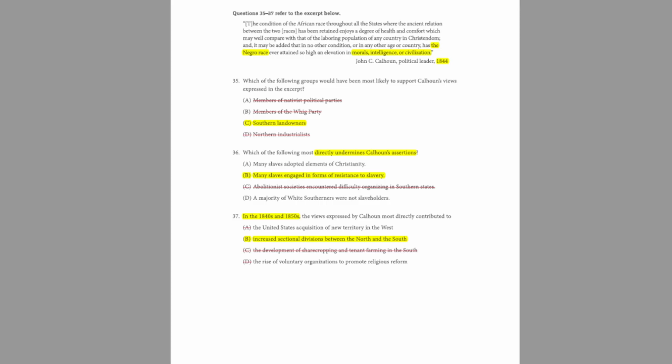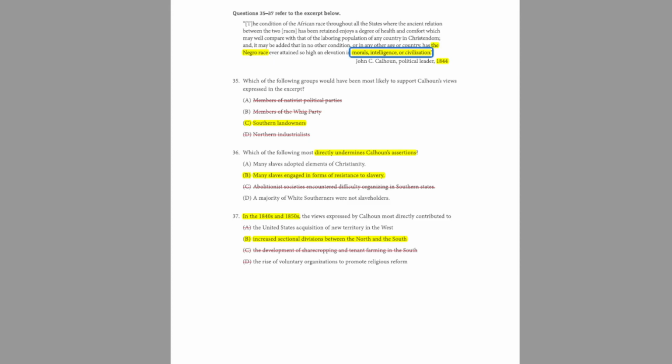Questions 35 to 37 require you to connect the dots between the questions, the time period, and the correct answers. If you can do that, you don't even need to read the full stimulus or know much about John C. Calhoun himself. Just pay attention to the year in the attribution, 1844. That's almost 20 years before the Civil War ended in 1865. So it's very likely Calhoun is addressing the rising tension between the North and the South over slavery. And if you glance at the excerpt, Calhoun is clearly defending slavery, claiming that the enslaved Negro race had reached a high level of morals, intelligence, or civilization.